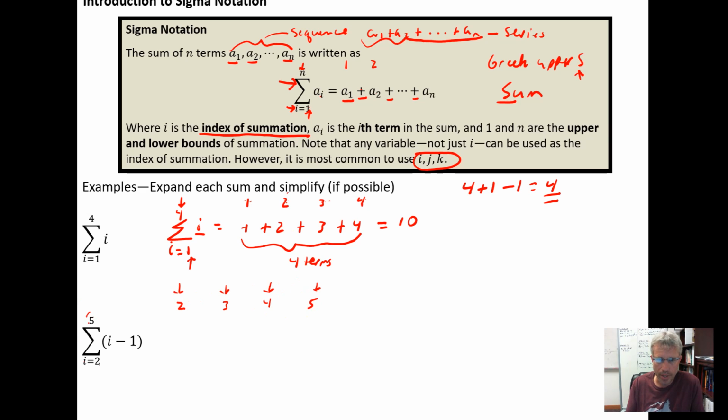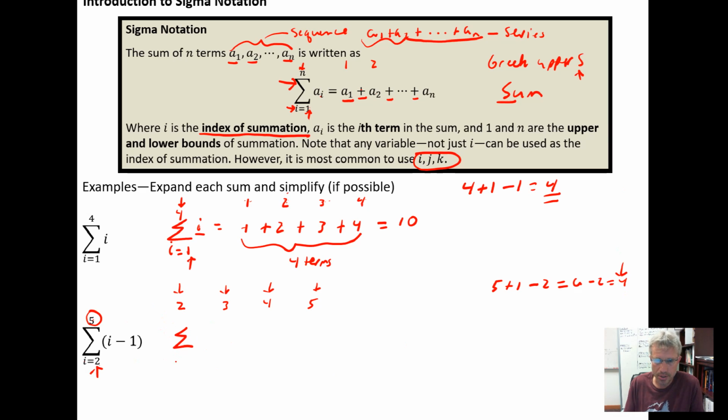And I know the other way I could figure this out ahead of time is I could take the 5 and add 1 to it, and then subtract the lower bound of summation, which is a 2. So I get 5 plus 1 is 6, minus 2 is 4. I'm expecting 4 terms in my series.